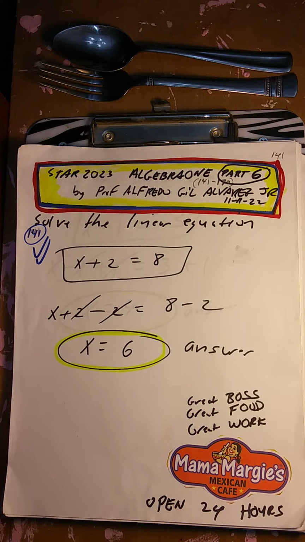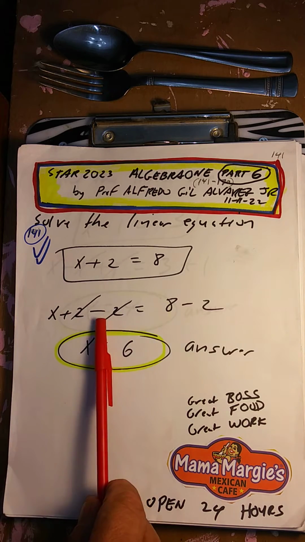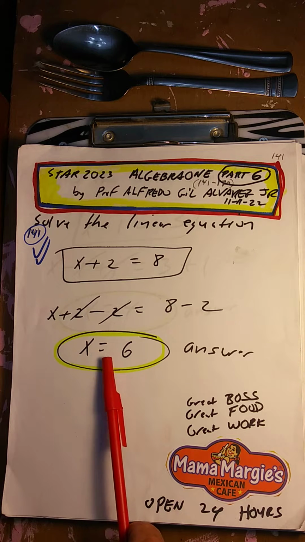We don't need this money right now. We need to do the Algebra 1 star. Alright, so now how do you solve this thing? What you can do is x plus 2 equals 8. So I'm going to subtract 2 from both sides. These are gone. So the answer is x equals 6.